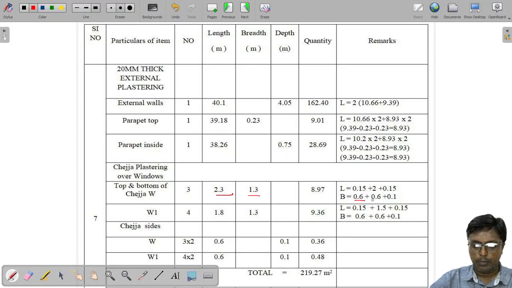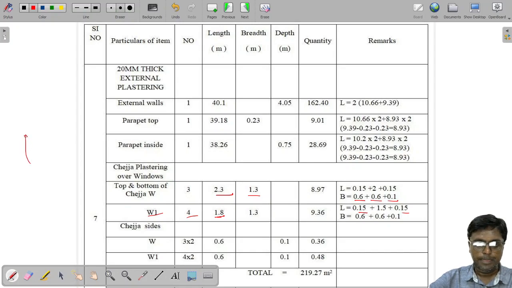0.6 on the top, 0.6 on the bottom, and the front part is 0.1. So the length and breadth are given here. The same is the case with all the others. The next, W14, is the same. They have given 1.5 as the width of the window, W1. We have taken 0.15, 0.15 bearing. And also we have done plastering on top of the chajja and bottom of the chajja.